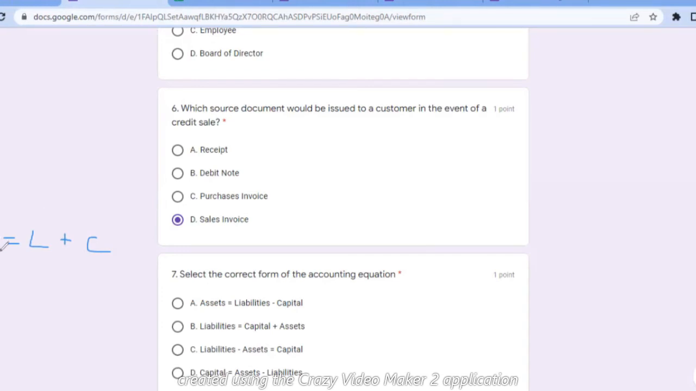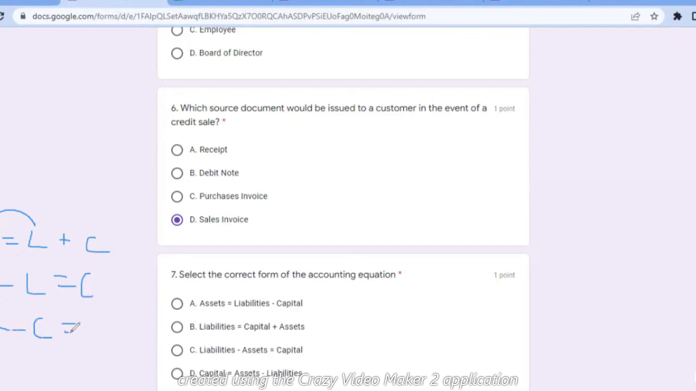This is the general format, but we can transpose to bring this over, and because it crosses the equal sign, it becomes minus. So you have assets minus liabilities equal capital, and you can do the same thing, where you bring over the capital instead. So you have assets minus capital is equal to liabilities, or you can say liabilities equal assets minus capital. You can say it all sorts of ways.